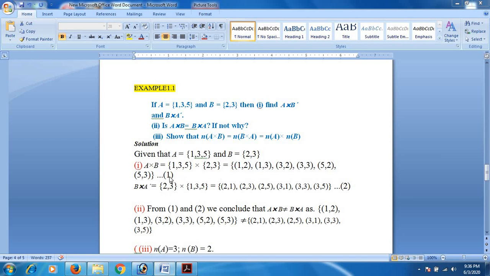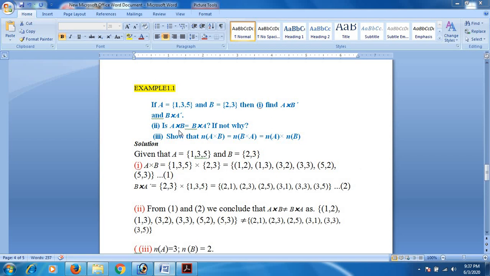Let us take this as the first equation, then B cross A. Here we write the B elements first. Set of 2, 3 cross set of 1, 3, 5 equal to, first we start to write the B element: (2, 1), (2, 3), (2, 5), (3, 1), (3, 3), (3, 5). This is the second equation. Okay, so now we finish this question, A cross B and B cross A.